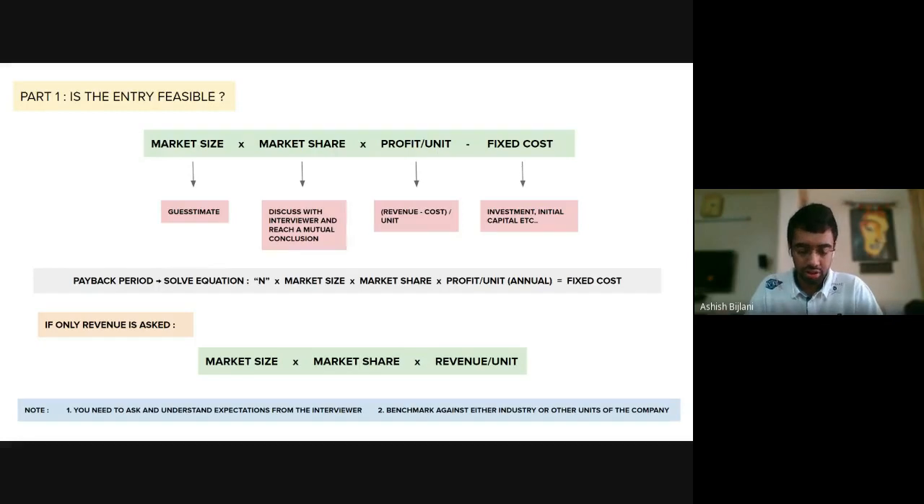Now, a couple of other terms can be understood. In the metrics, this explains the profit. Let's say if they want to only understand the revenue front, all you need to do is drop all the cost factors.